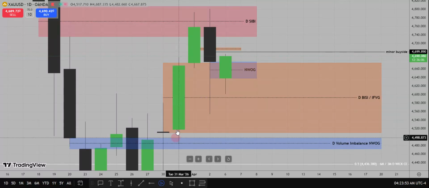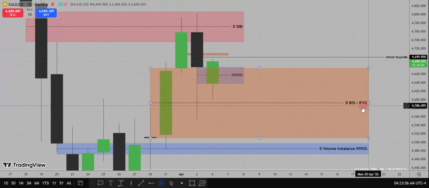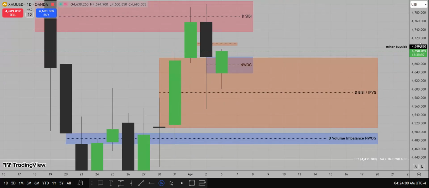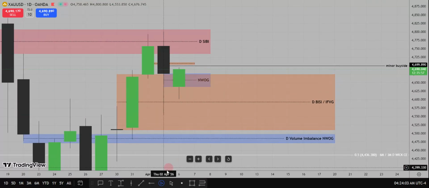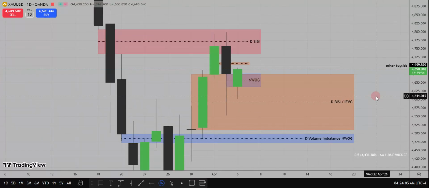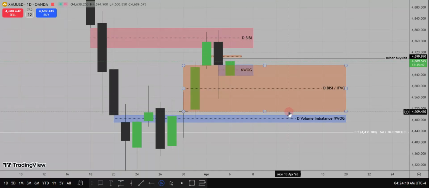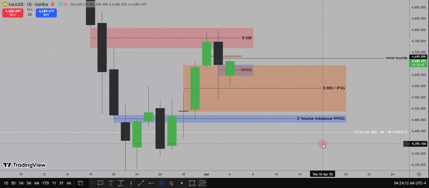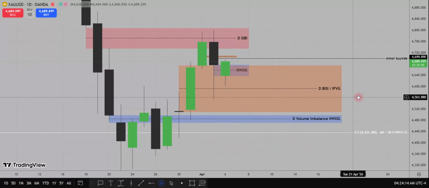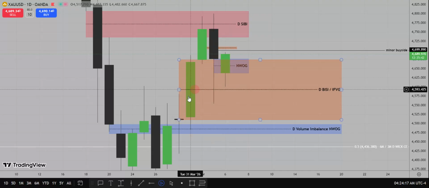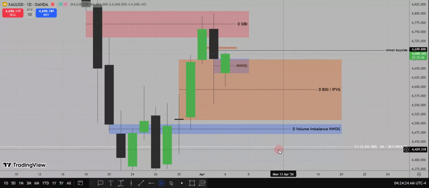The reason why I have also named it as an IFVG is because I talked about how I wanna see price use these PD arrays to deliver lower. So I'm looking for lower prices on gold. I wanna see how this buy side imbalance, sell side inefficiency will be used as an inversion fair value gap to deliver lower.